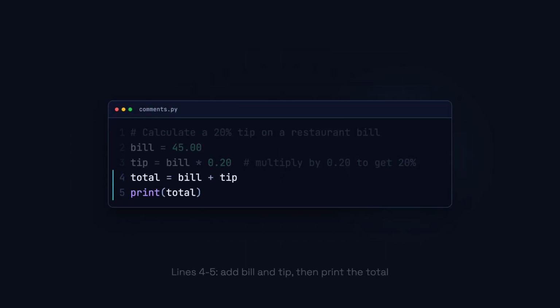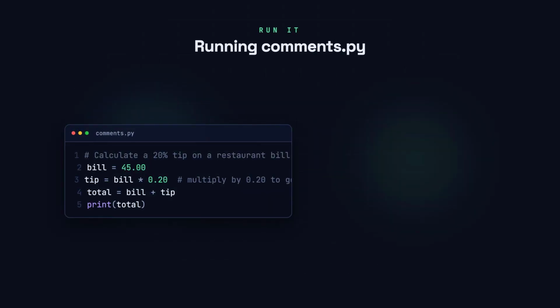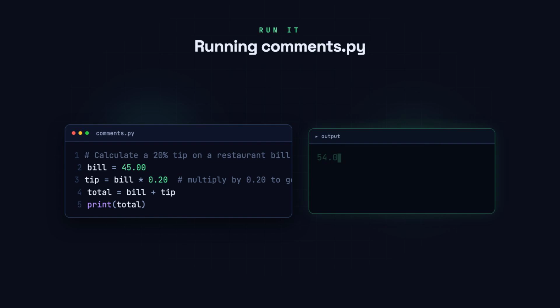Lines 4 and 5 finish the calculation and print the result. There are no comments here, and that is fine. Add a comment only when it genuinely helps a reader understand why. When we run the file, the only thing printed is 54.0, the total with tip. Both comments were completely invisible to Python, exactly as intended.